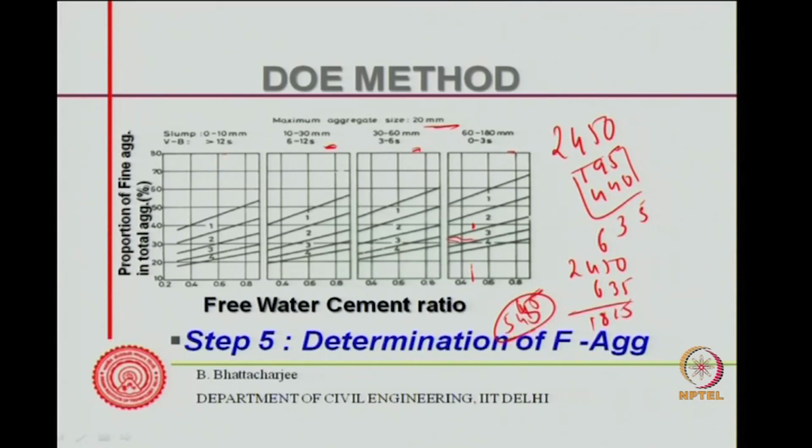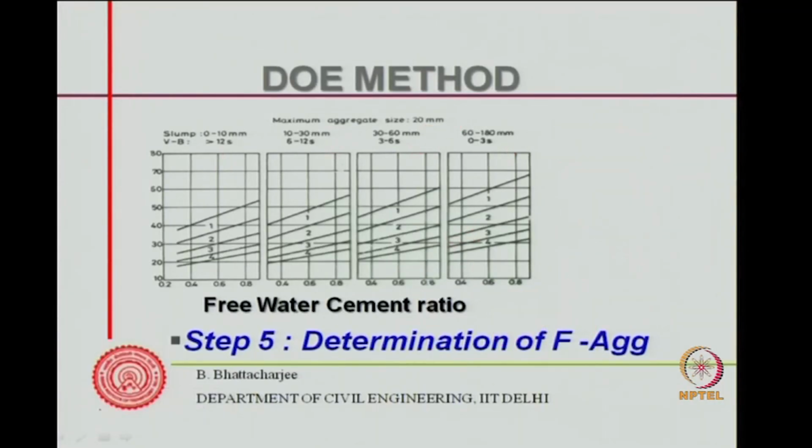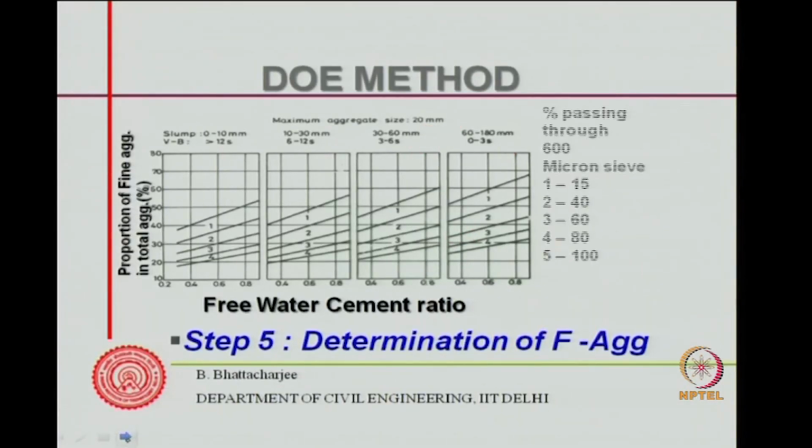In fact, which range does it belong to, and this is given here. For example, zone 1 is for percentage passing through the 600 micron sieve 15%. So, that is, the grading of the fine sand is such that the percentage passing the 600 micron sieve is 15% for zone 1, 40% for zone 2, 60% for zone 3, and 100% for zone 4.